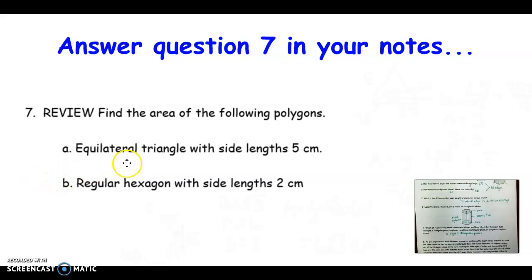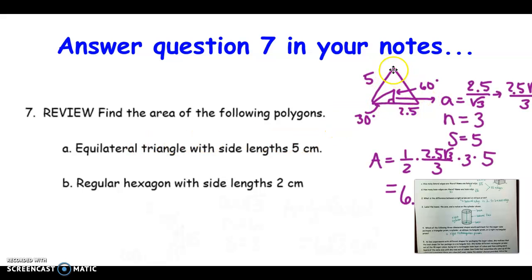Okay, part A is finding the area of an equilateral triangle. Remember, that's a regular polygon because all the sides and all the angles are congruent. So if you drew your regular equilateral triangle, all the side lengths are given to us as 5. Remember, to find its area, we drew in an apothem and a radius, creating this 30, 60, 90 triangle.